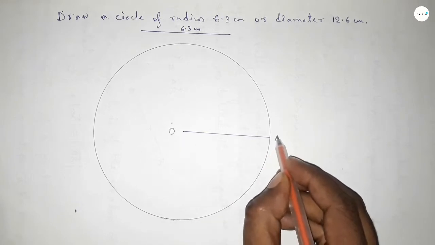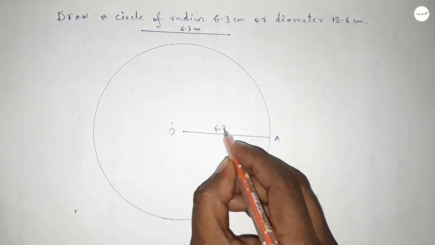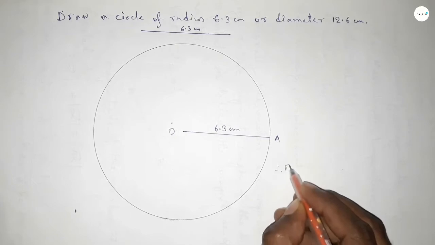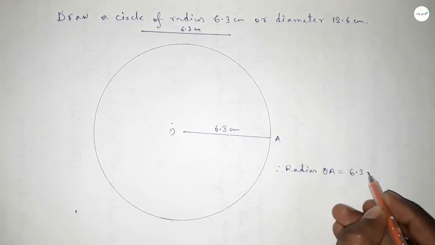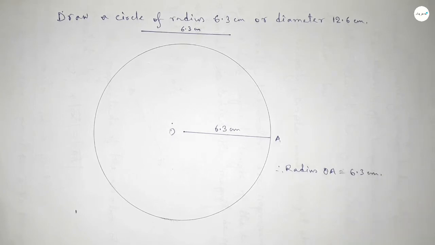So this is starting center O and here A point. So this is 6.3 centimeter. So therefore radius OA equal to 6.3 centimeter.